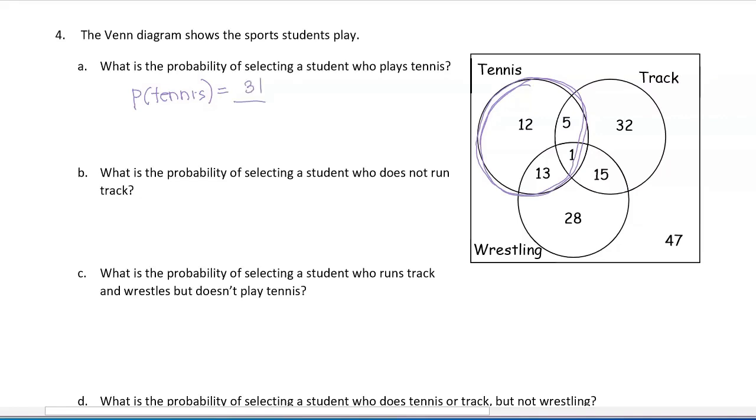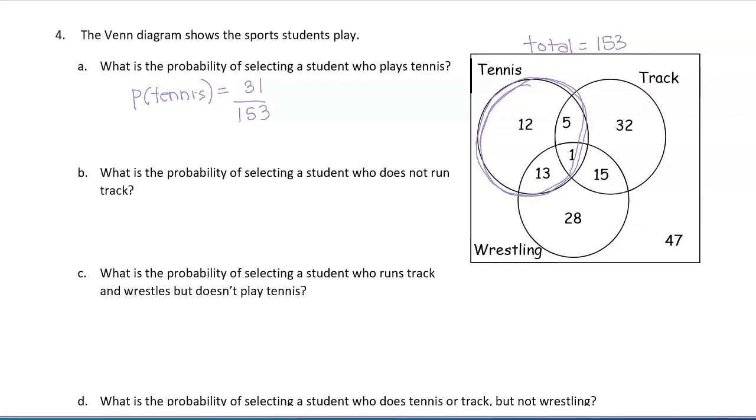But probability is the part out of a whole. So we have 31 students out of, and then we need to figure out how many to find the denominator. To find the total number of students in this survey, we can add these all up. When we add them up, we find that the total is 153 students. So the probability of someone playing tennis will be 31 over 153. And you're more than welcome to put that in a calculator if you want the decimal.